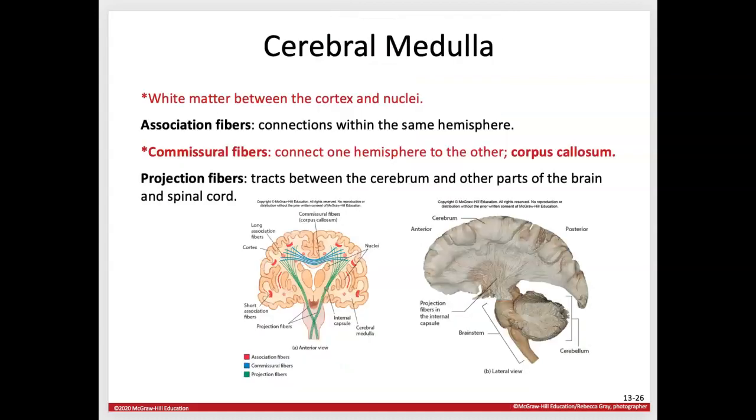All right, cerebral medulla, which is basically the medulla of the cerebrum. So it's made up of white matter between the cortex and the nuclei. There are a couple of other things here I'll just mention. So the association fibers are connections within the same hemisphere, and the commissural fibers connect one hemisphere to the other through specifically the corpus callosum, and I'm going to point that out in a little bit. And the projection fibers are tracts between the cerebrum and other parts of the brain and spinal cord.